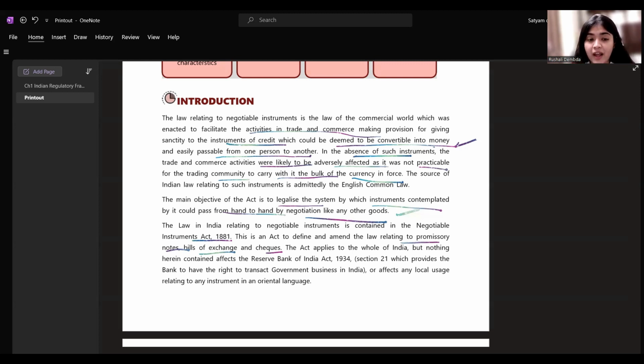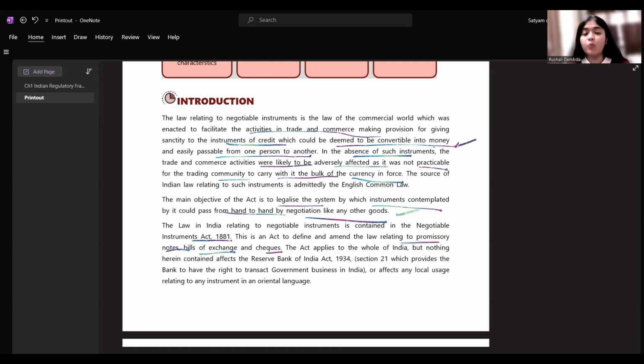Section 21 provides the bank the right to transact government business. So they have given why it is not going to affect: because the government has a separate entity. They have a separate act made, the Reserve Bank of India Act 1934. So whatever provisions are there in the RBI Act 1934, that will be prevailing. But nothing herein affects the RBI Act or any local usage relating to any instrument in an Oriental language. If there is some other instrument which is not mentioned in this act and that is being used locally, that is not going to be affected by this act.